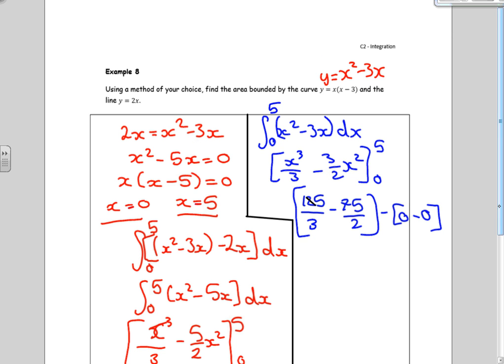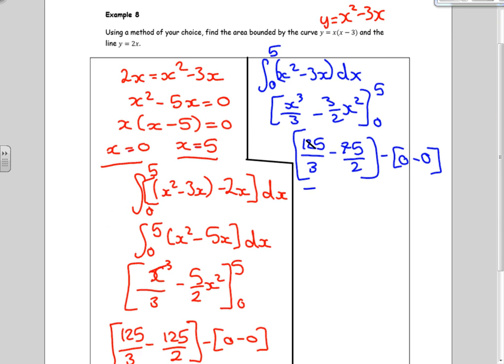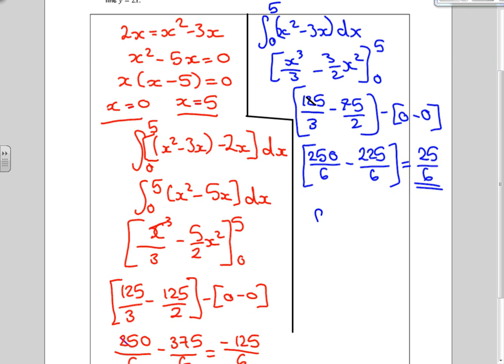So now, if I get it so that these are both over 6 again, that'll give me 250 over 6 minus 225 over 6, which gives me an area of 25 over 6. Now if I integrate between 0 and 5 the equation 2x with respect to x, when I integrate that, I just get x squared. Evaluating that between 5 and 0 gives me 25 minus 0, which leaves me with an area of 25.